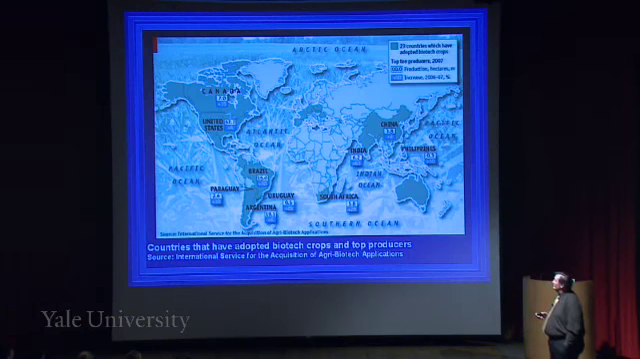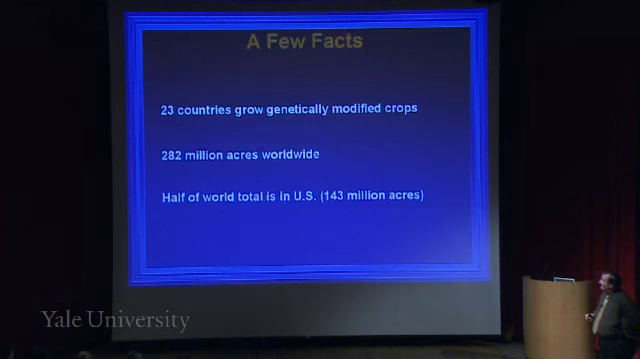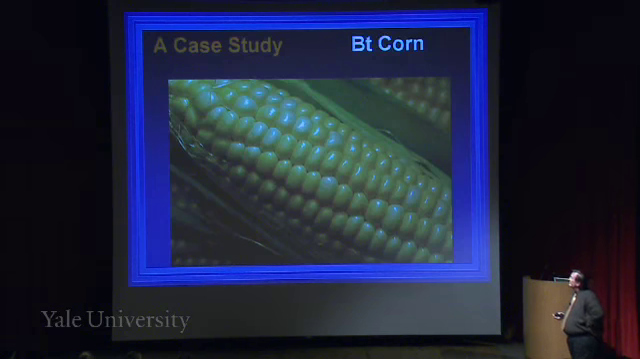This slide shows where the genetically modified foods are around the world and what has increased in recent years. So I'm not going to pause over this too much, but if you care to go back and look at it, you'll see what's happening around the world. Just a few facts about this: the number of millions of acres, how many countries are involved, and then again, the U.S. is half the world's total of crops.